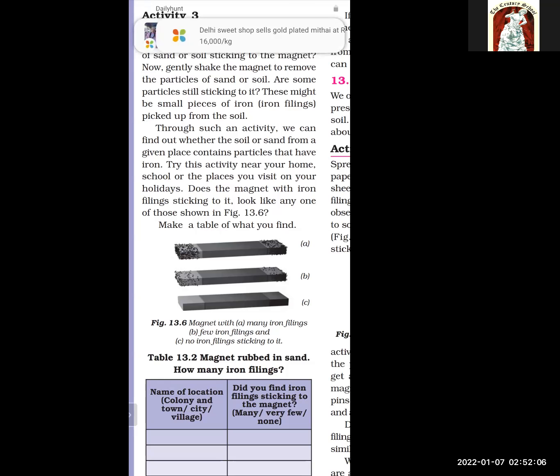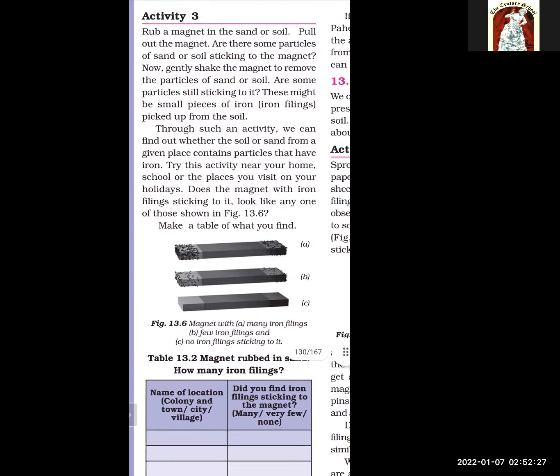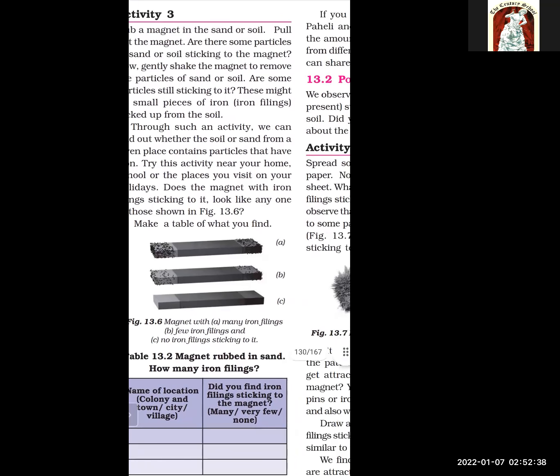So we can do this activity at home. Firstly, we will take a bar magnet, then we will rub this magnet. If sand is not available, we can rub this magnet into the soil. Then we will remove the soil particles by shaking the magnet, and after this, some iron pieces are sticking to the magnet as shown in figure A, B or C. So these are the final observations.